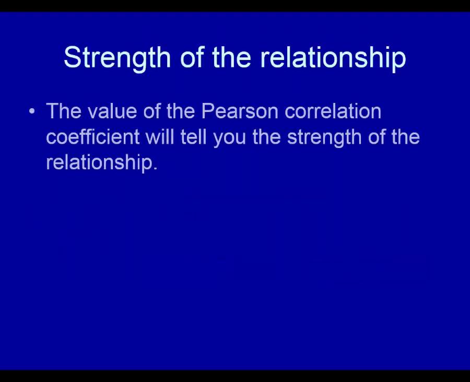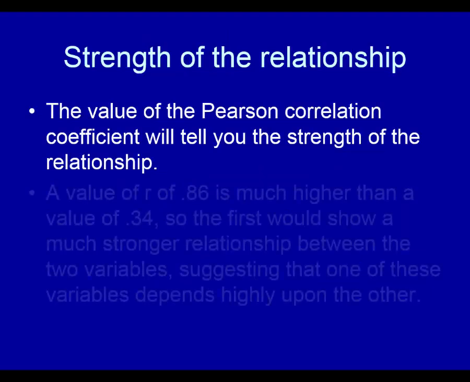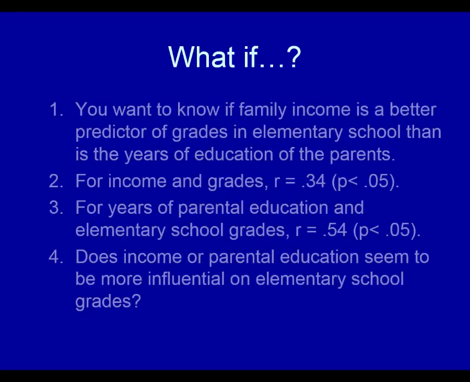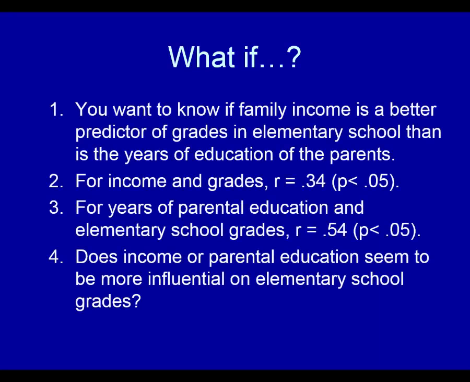Strength of the relationship: the value of the Pearson correlation coefficient will tell you the strength of the relationship. A value of r of 0.86 is much higher than a value of 0.34. So the first would show a much stronger relationship between the two variables, suggesting that one of these variables depends highly upon the other. Let me pose a question to you. What if? Look at these statements, hit the pause button, and then come back to me.